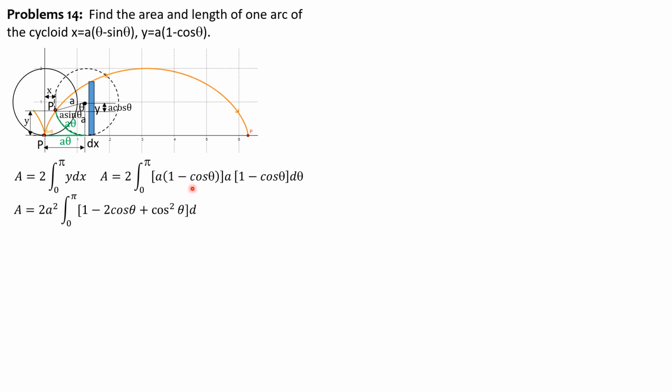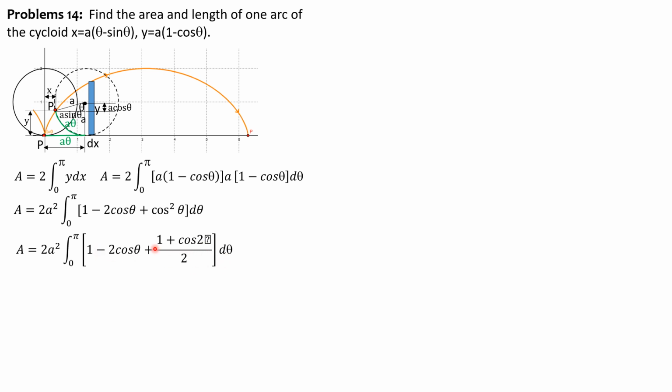And the expansion of (1 minus cosine theta) squared would be 1 minus 2 cosine theta plus cosine squared theta d theta. So I'll replace this first with the identity (1 plus cosine 2 theta) over 2 before we evaluate the integral. So 2a squared times the integral of the quantity 1 minus 2 cosine theta plus (1 plus cosine 2 theta) over 2 d theta.